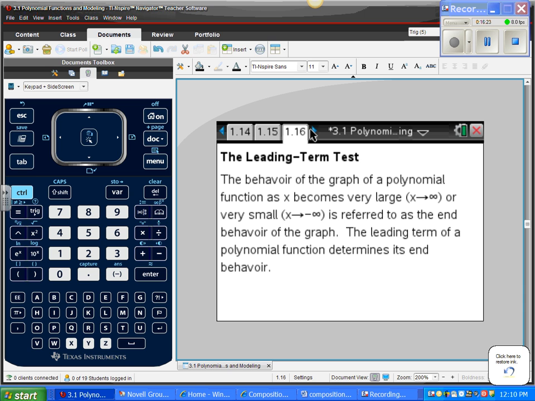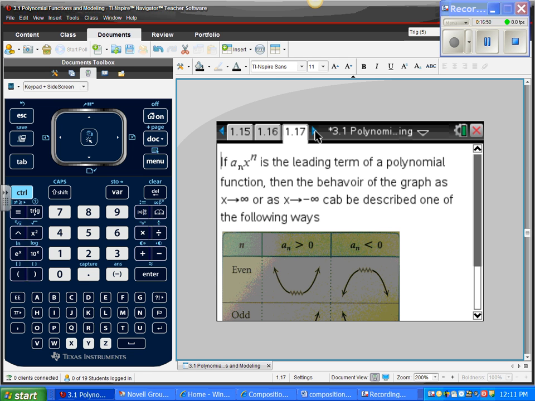Okay, so the next thing we're going to talk about is something called the leading term test. The behavior of a graph of a polynomial function as x becomes really big or very large, going to infinity, or very small, going to negative infinity, is referred to as the end behavior of the graph. We're going to do a lot of work with end behavior. The leading term of the polynomial function determines the end behavior. So we have a couple of rules that you do have to memorize.